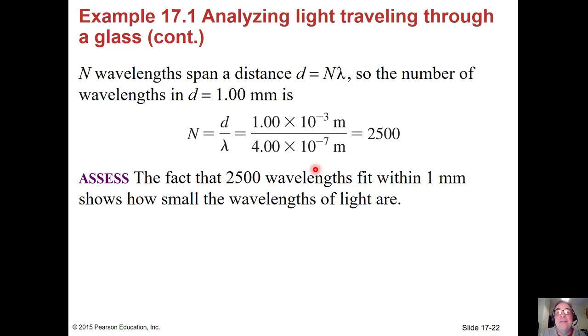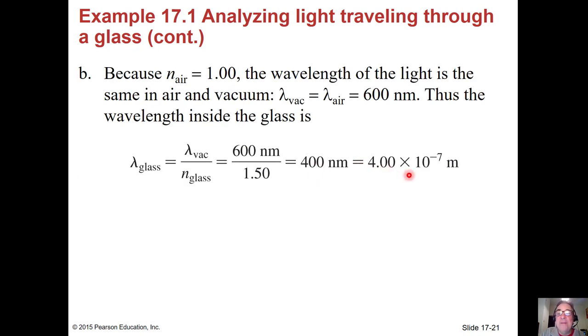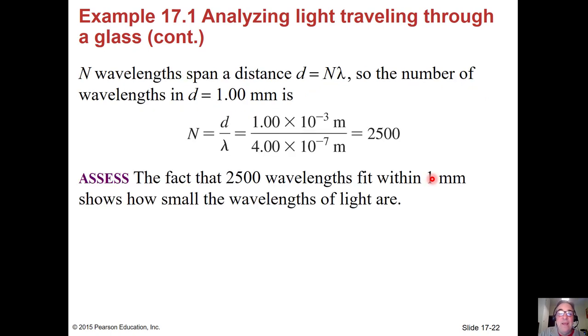So how many wavelengths of light are in the thickness? Well, one wavelength is 4 times 10 to the -7th. So if you've got 1 millimeter, how many of these wavelengths would fit in 1 millimeter? And that's what we're doing here. So 1 times 10 to the -3rd, that's the thickness, 1 millimeter, divided by the size of one of them, 4 times 10 to the -7th, you get 2,500. So the fact that 2,500 wavelengths fit in 1 millimeter shows just how small the wavelengths of light really are. Okay, so yeah, this is really, really small.